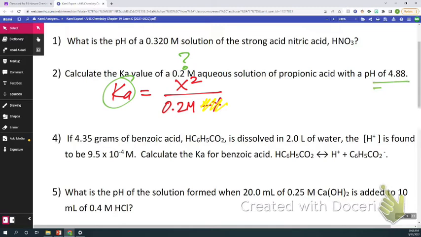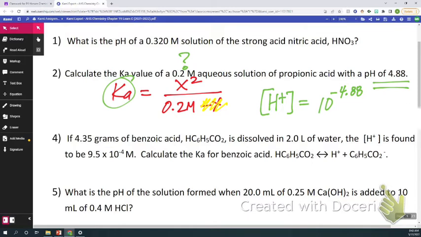So what other information do you have, right? They give you 4.88. So if you want H plus in this situation, you take 10 to the negative 4.88. 10 to the negative 4.88 power, that's going to give you H plus. That is x. So if you solve right there, you have x and you plug it in for x in the numerator. Usually the denominator x you can ignore. You should check it though.